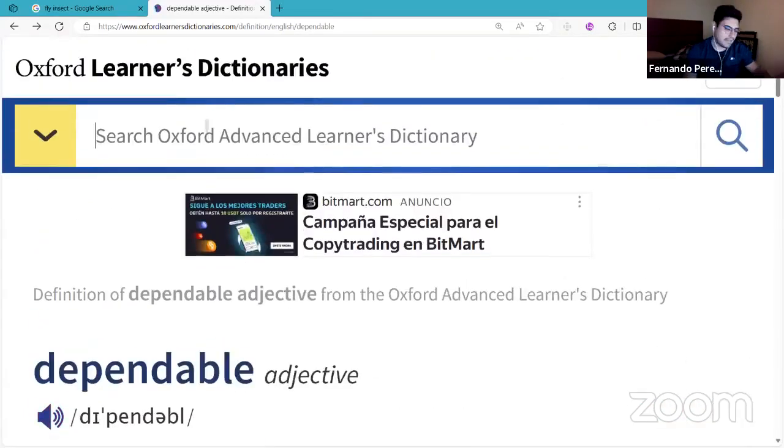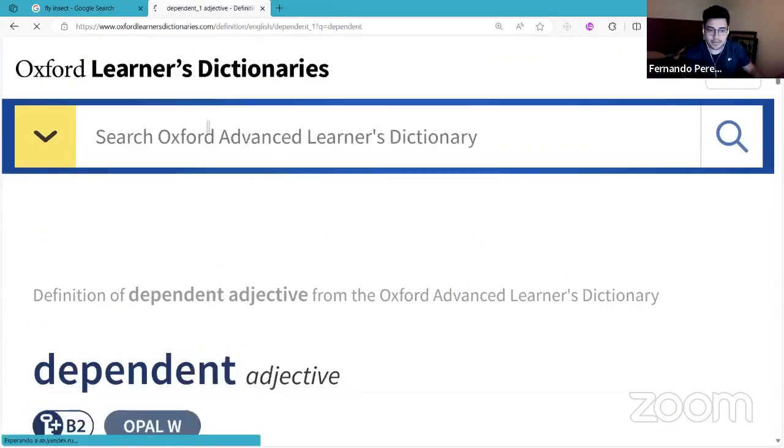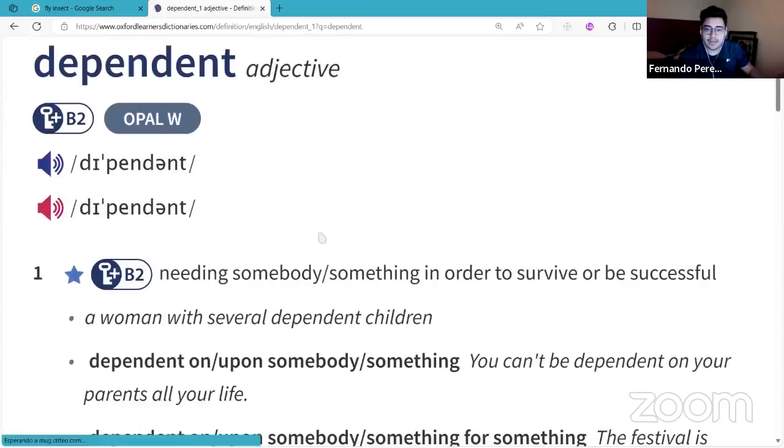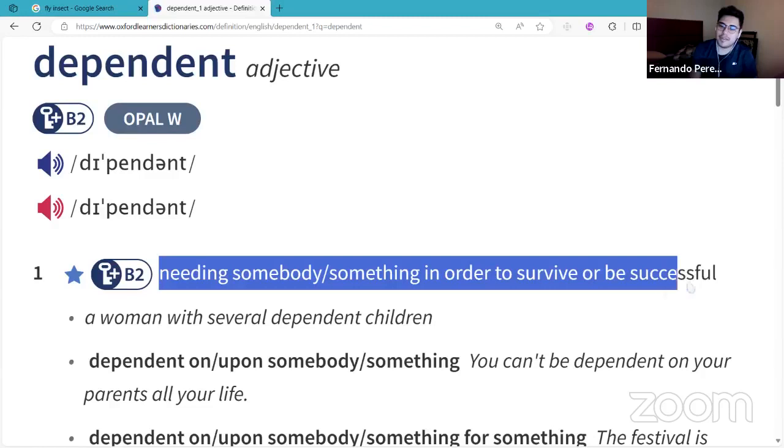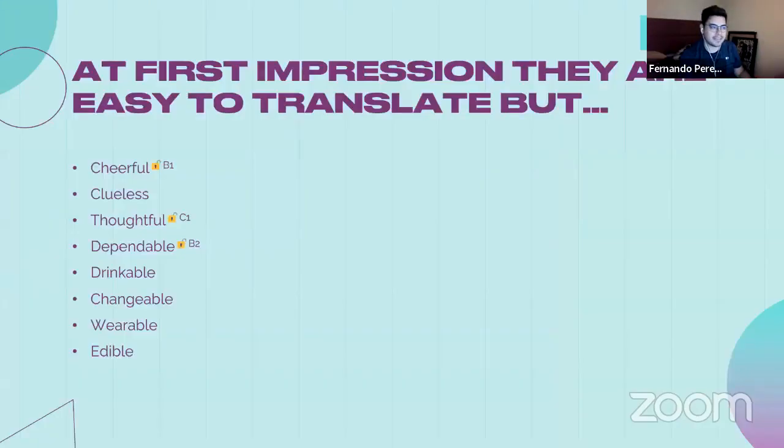Let me check if the word dependent exists. Dependent. Dependiente: needing something or somebody in order to survive or to be successful. Don't confuse dependable with dependent.